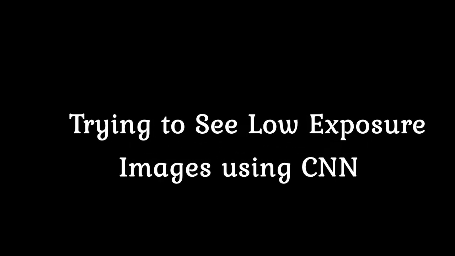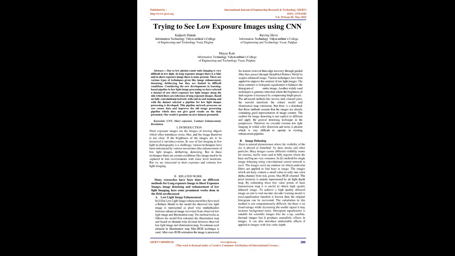Trying to see low exposure images using CNN. Abstract. Due to low photon count ratio, imaging is very difficult in low light. In long exposure images there is a blur, and in short exposure images there is noise present. Various techniques are given, like image enhancement, denoising, and deblurring, but they are limited in difficult conditions.